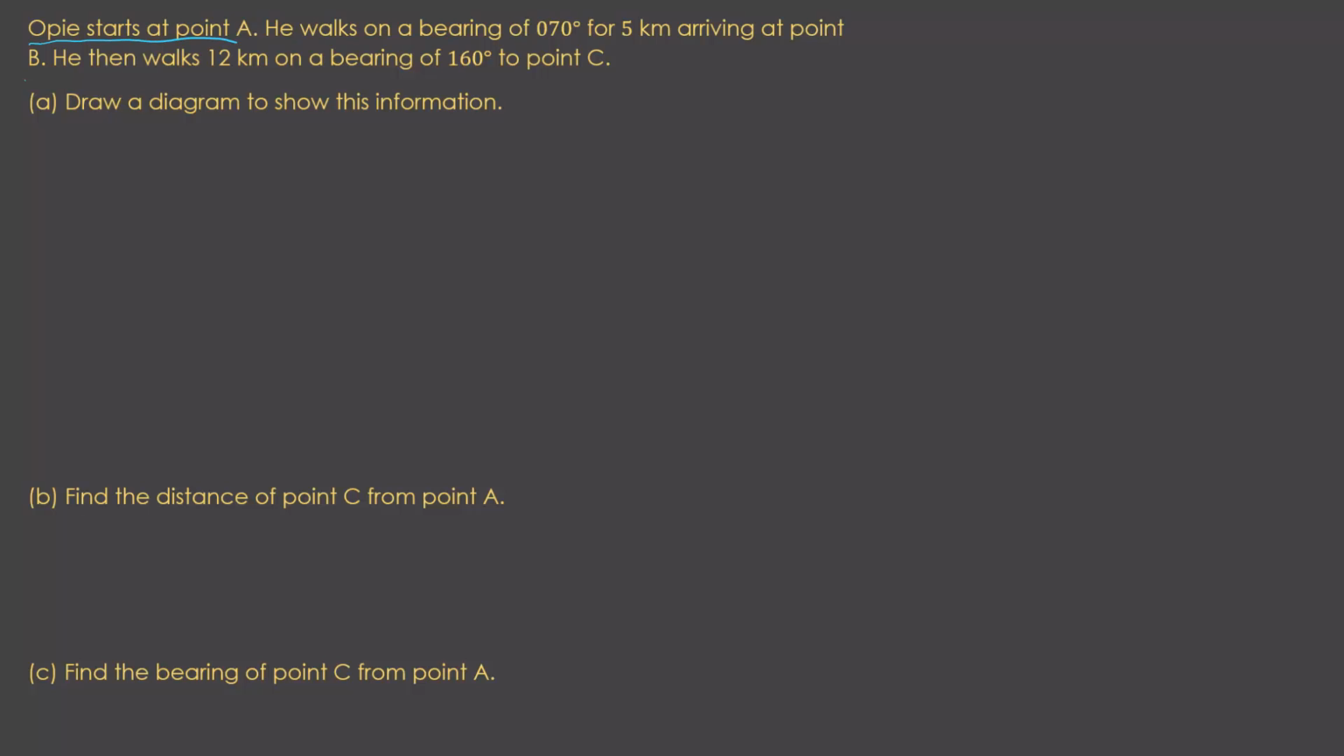OP starts at point A. He walks on a bearing of 070 degrees for 5 kilometers, arriving at point B. He then walks 12 kilometers on a bearing of 160 to point C. We want to draw a diagram to show the information.